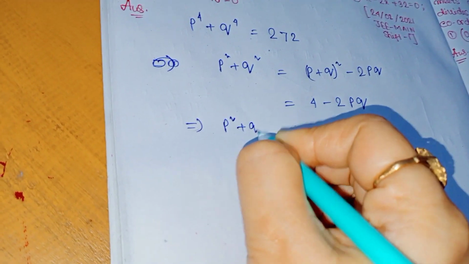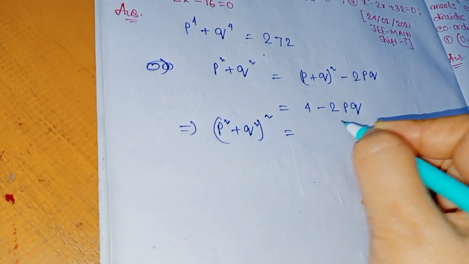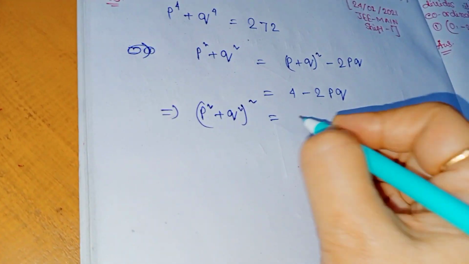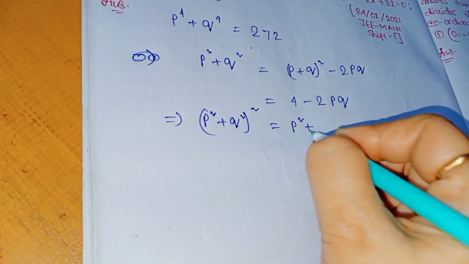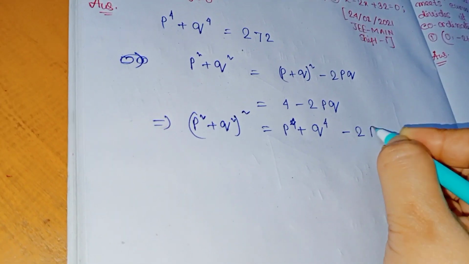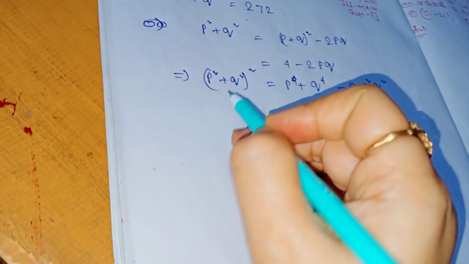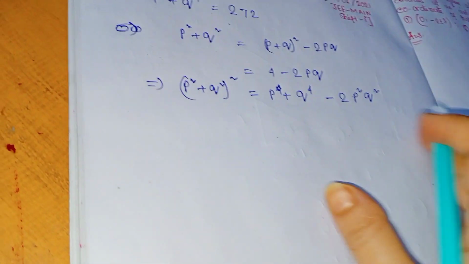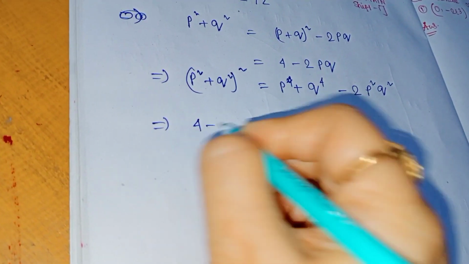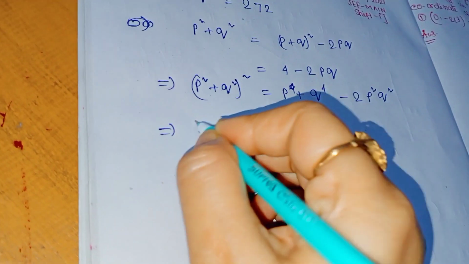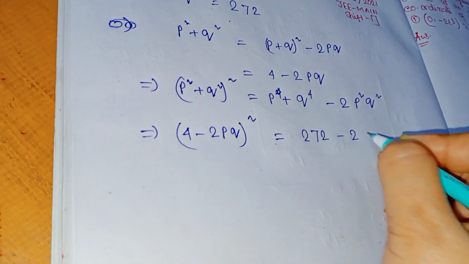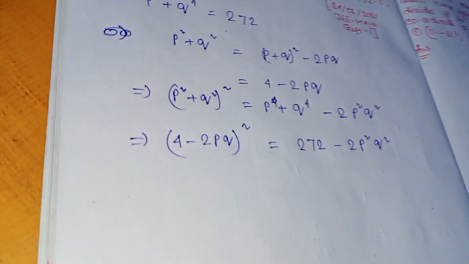p square plus q square whole square, and squaring this we get p to the power 4 plus q to the power 4 plus 2 p square q square. If squaring this, here we get this, so we know the value, this is equal to 4 minus 2pq whole square. So 272 plus 2 p square q square.